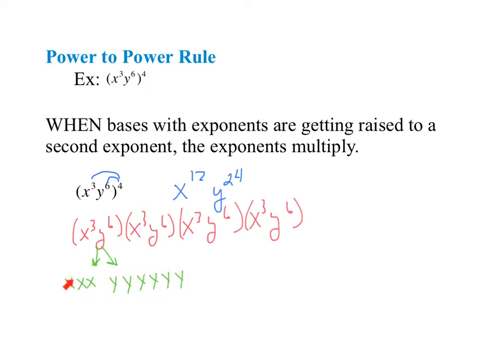So if you picture how many of these do you have, x to the 3rd, you've got 1, 2, 3, 4. So 4 times 3 is 12, and that's where we get x to the 12th. You got 6 y's here. 1, 2, 3, 4 of those. So 4 times 6 is 24. So that's quickly a quick view of the expansion explanation of this power to a power.